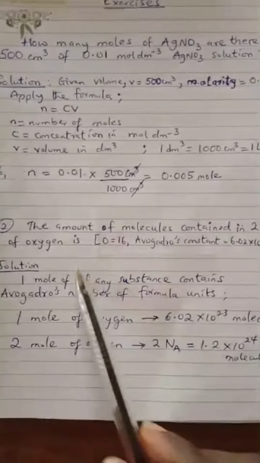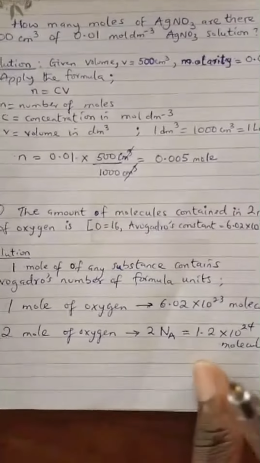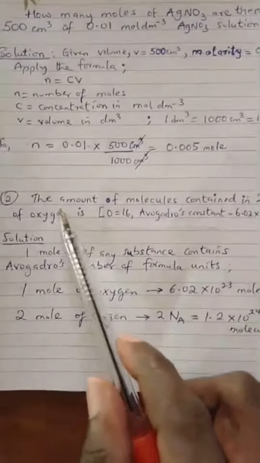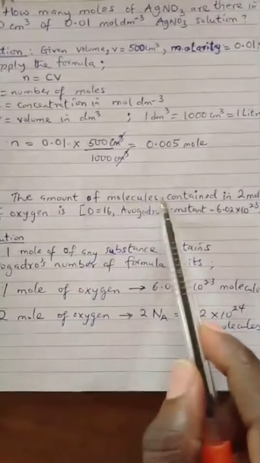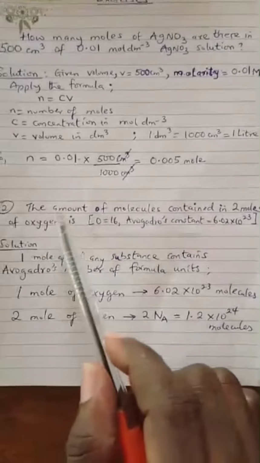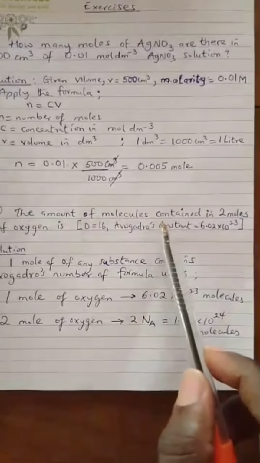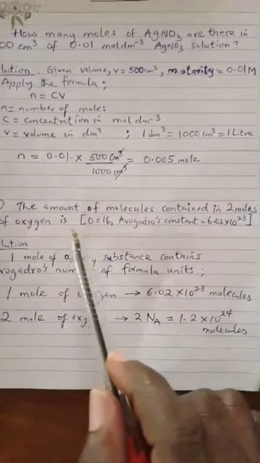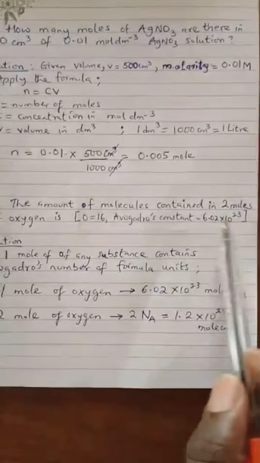All right, let's have an example to explain stoichiometry. Example one: the amount of molecules contained in 2 moles of oxygen is dash. They were given some values in the question.